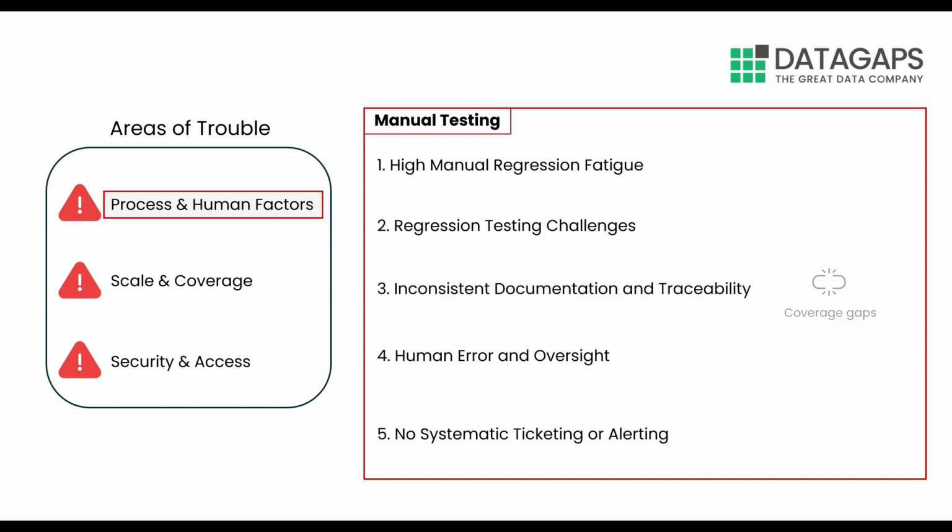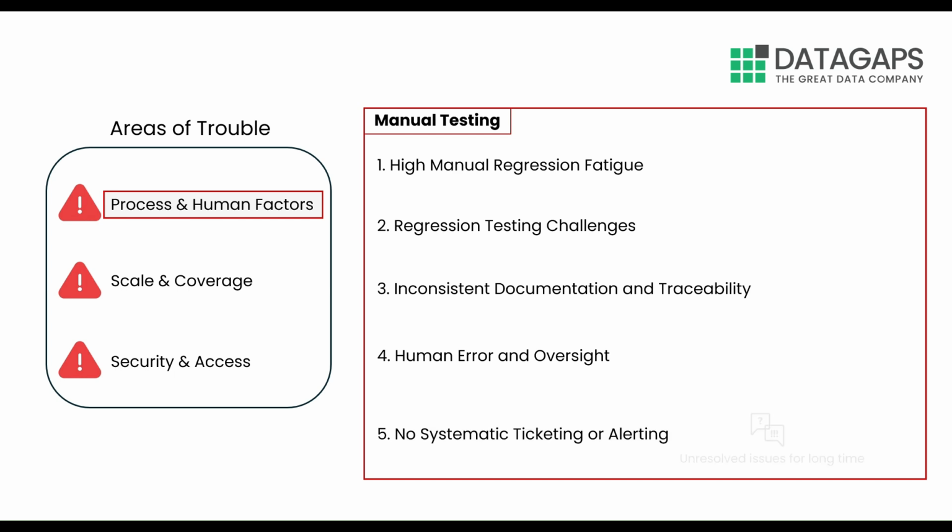Inconsistent documentation and traceability. Test cases and documentation are often outdated or incomplete, causing coverage gaps. Human error and oversights. Manual checks rely heavily on tester attention and expertise, making errors common.